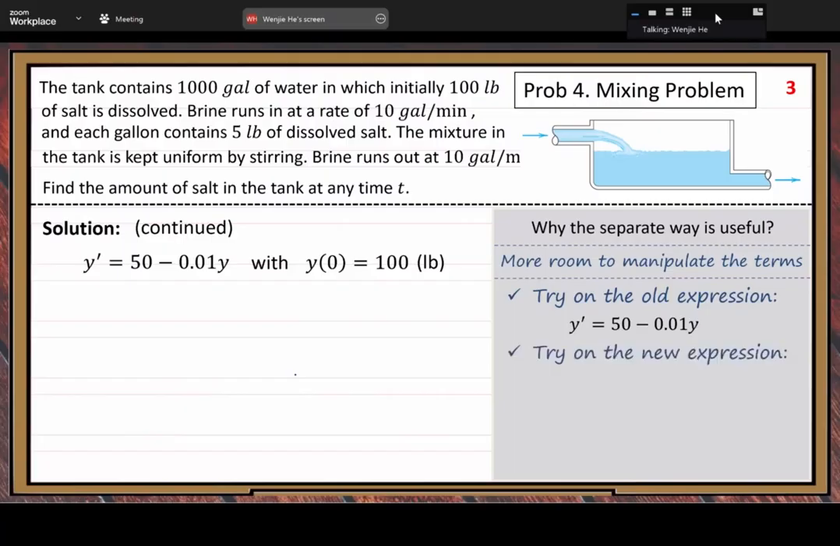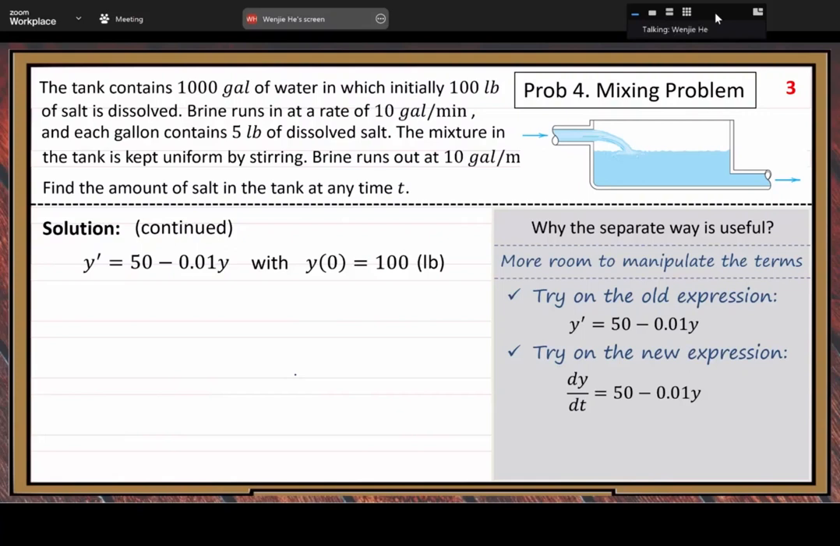But the new way, you make t visible. Now you can do manipulation on t. You have y terms, you have t terms. Now we want to separate y and t. Left-hand side, y terms. Right-hand side, t terms.